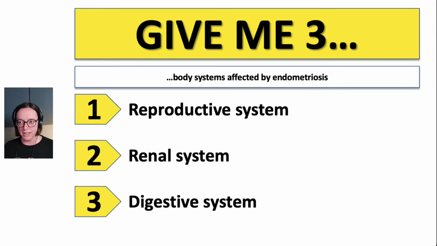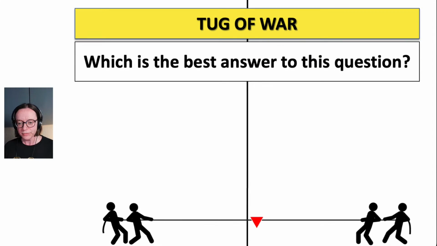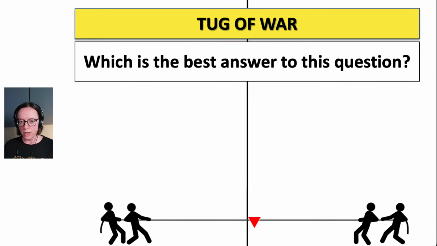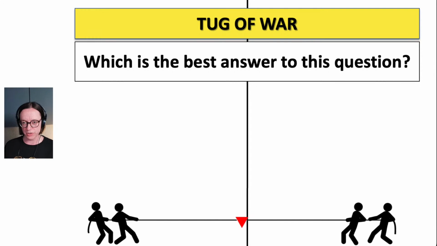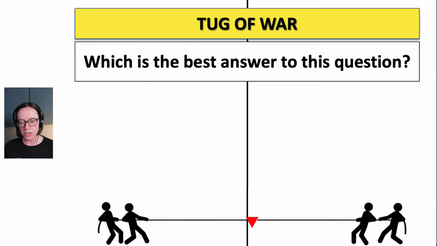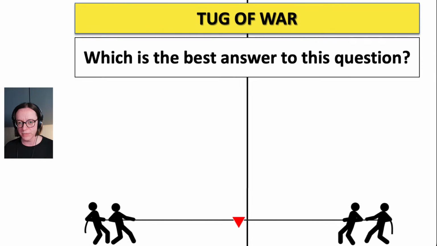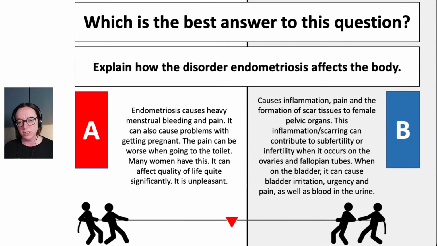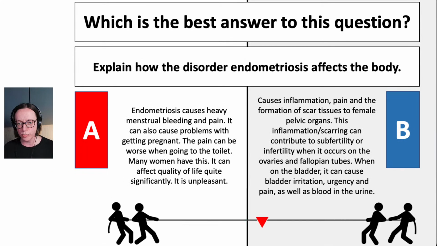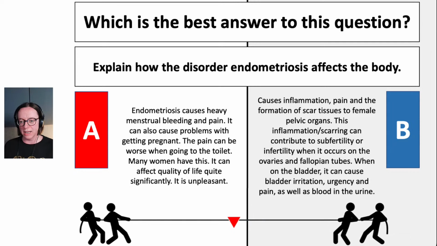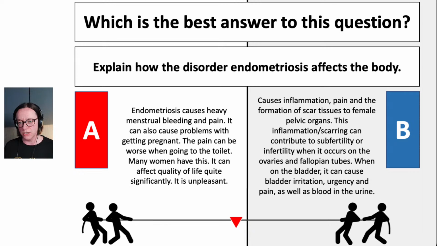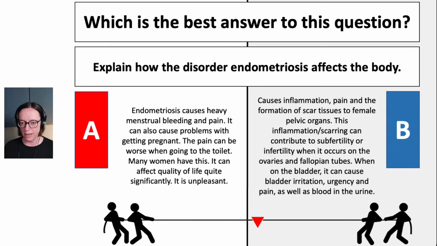So another linked activity now. This is tug of war. I'm going to present you with two answers or parts of an answer from students, and I want to know which is the best answer to the question. So the question the student has been asked is, explain how the disorder endometriosis affects the body. And what we're looking at now is like the opening statements of these two students' answers, student A, student B.